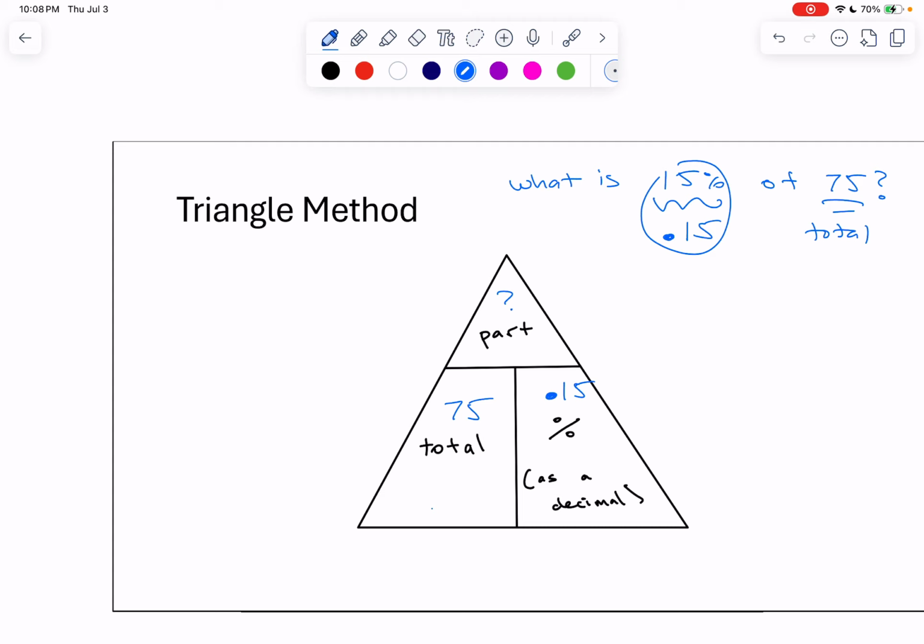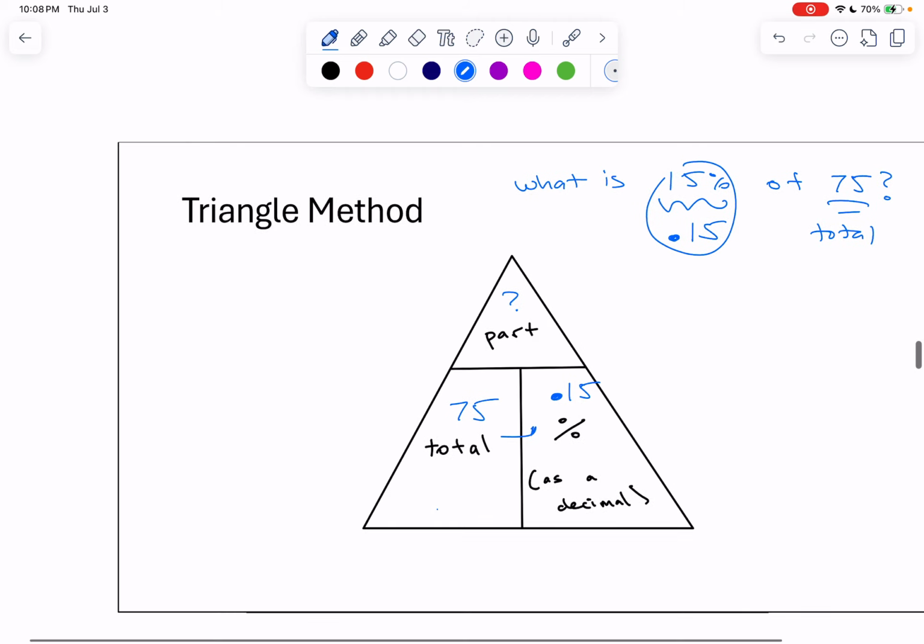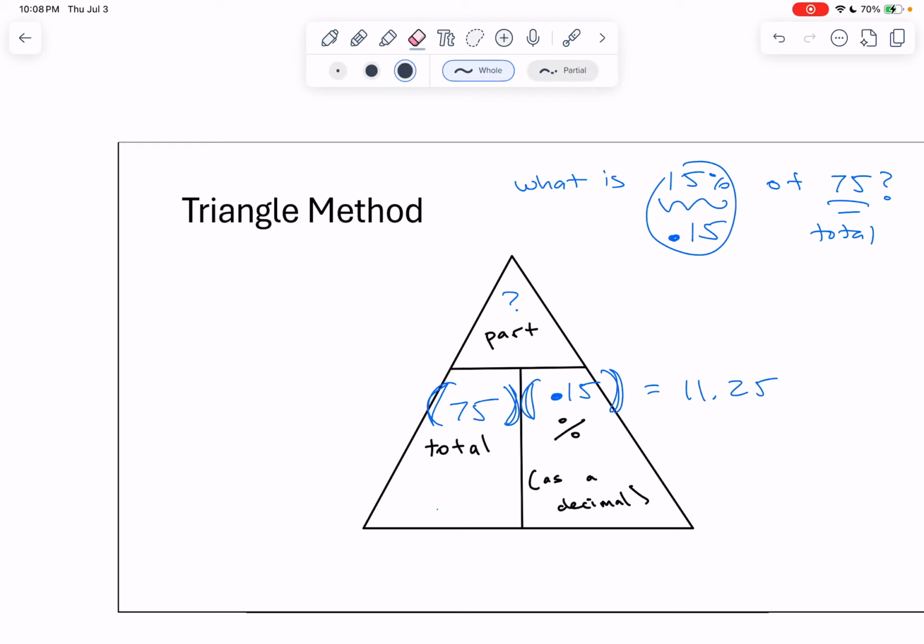Now, these aren't one on top of the other. These guys are next to each other. Now, when they're next to each other, we'll think about it algebraically. When two things are next to each other, we multiply them. So we multiply these guys together, and 75 times 0.15 gives us 11.25. So that must be the part that's 15% of the 75. We can put it up here, 11.25, and check it out.